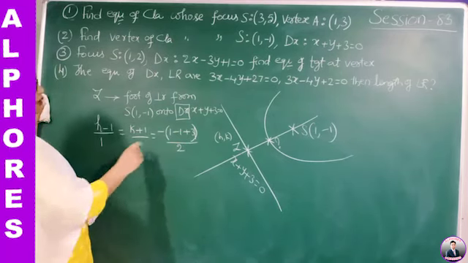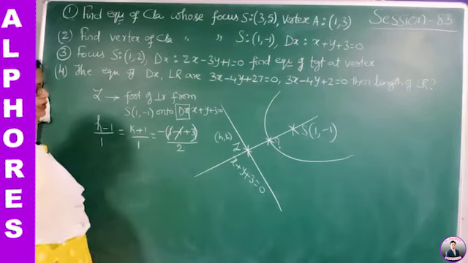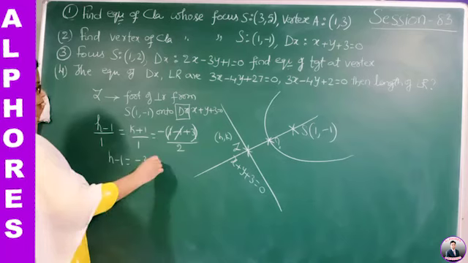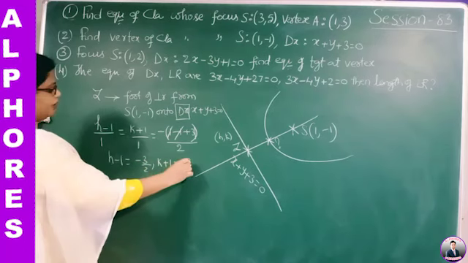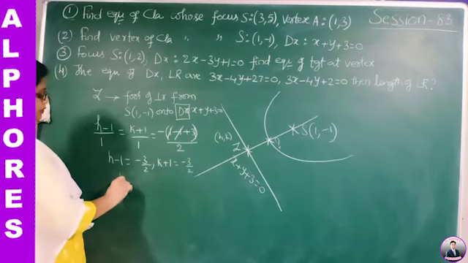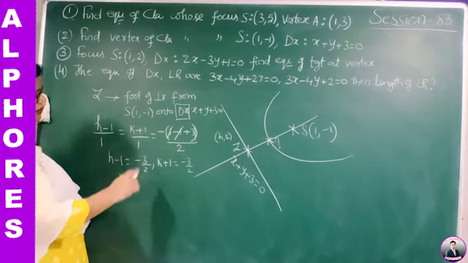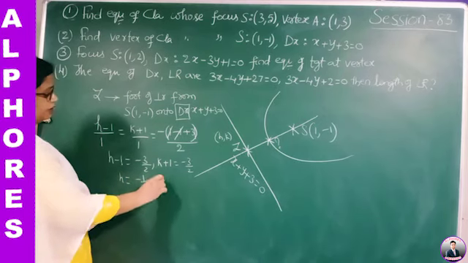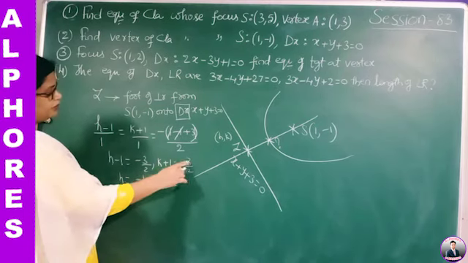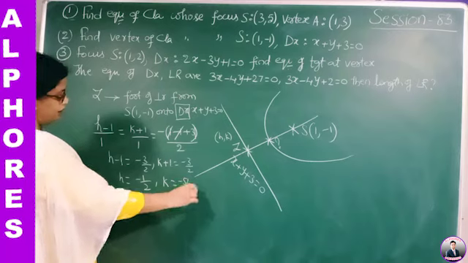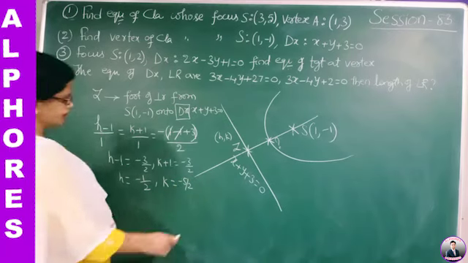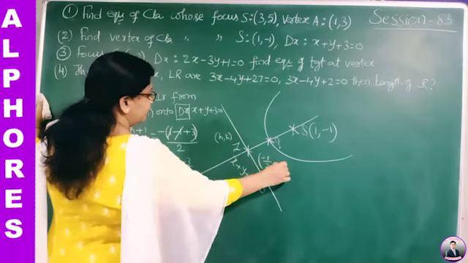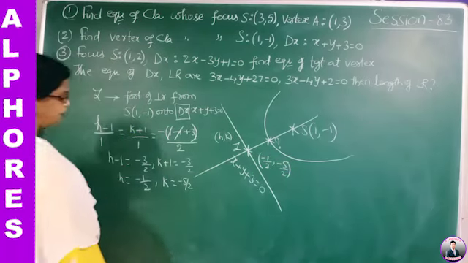Now what about the other values? These two values get cancelled. Therefore h - 1 is -3/2 and k + 1 is again -3/2. Hence the h value is 1 - 3/2, which is -1/2, and the k value is -5/2. Hence we got the Z coordinates: they are (-1/2, -5/2), right?